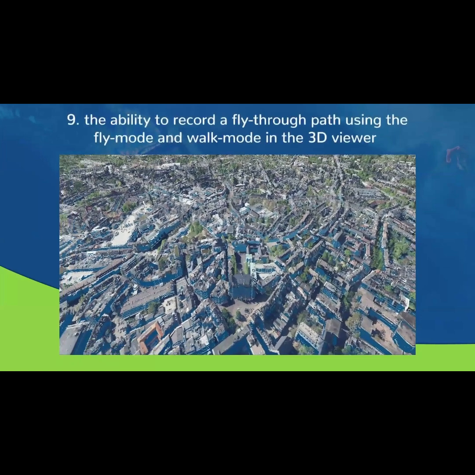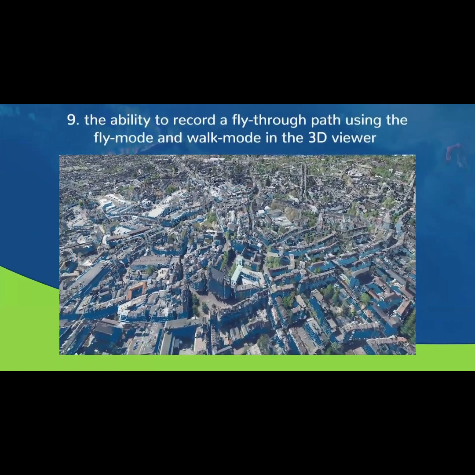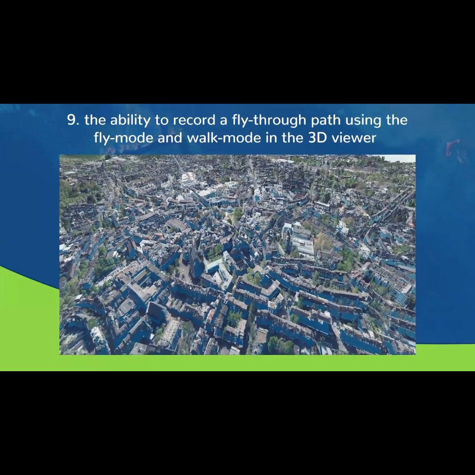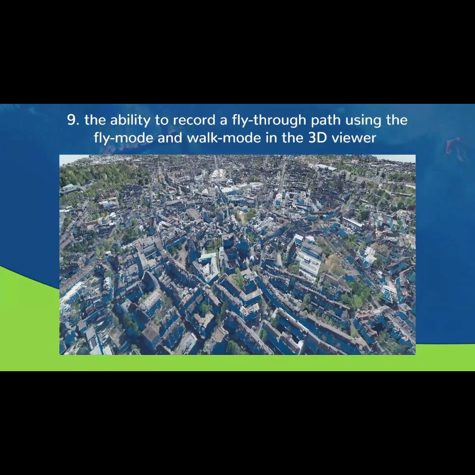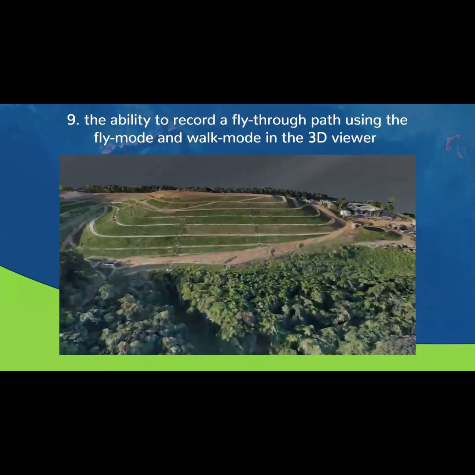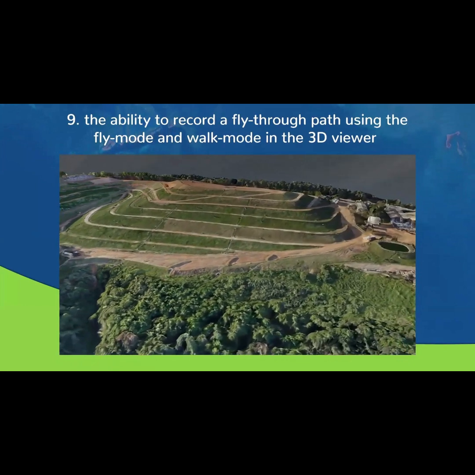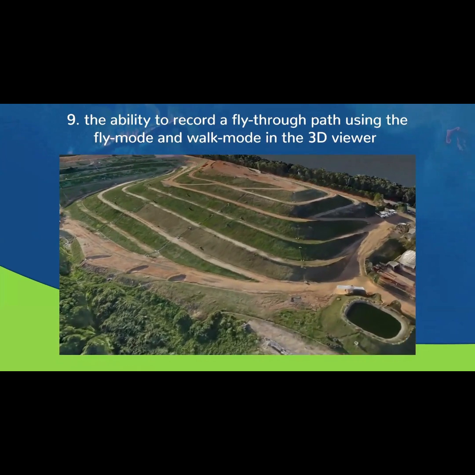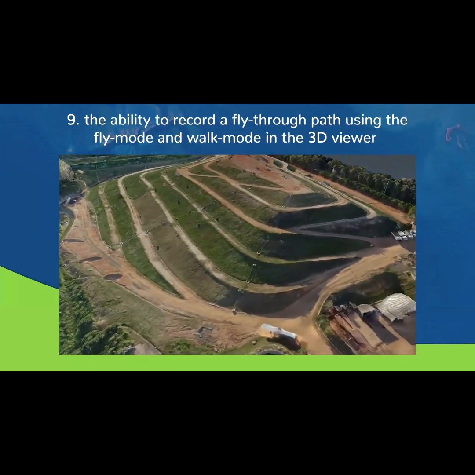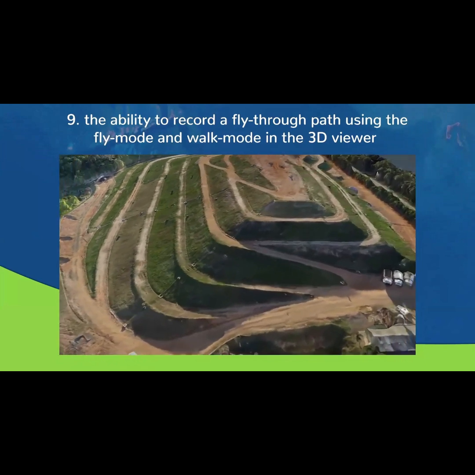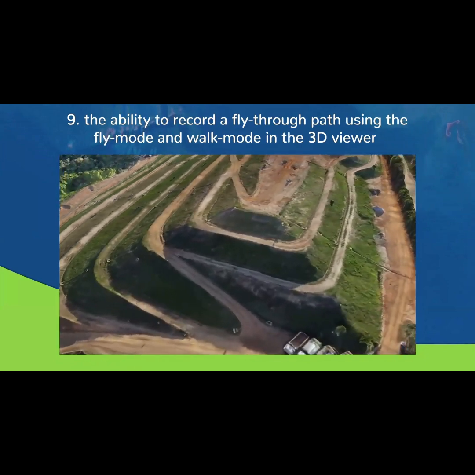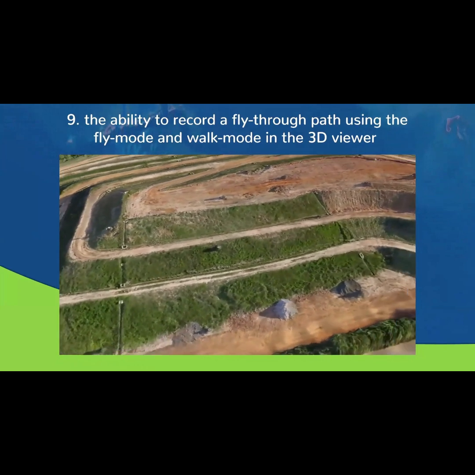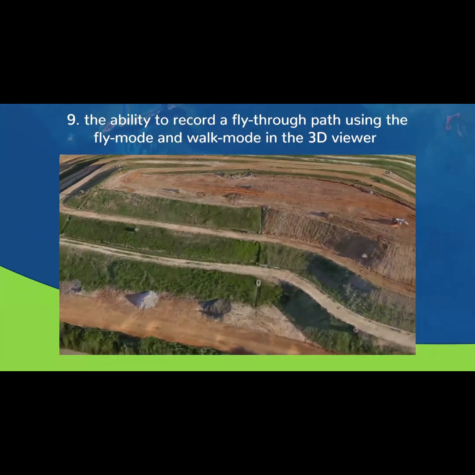Number 9. The ability to record a fly-through path using the fly mode and walk mode in the 3D viewer. Global Mapper is not only able to record fly-through videos, but it also allows users to draw a fly-through path by recording their movements in fly mode and walk mode in the 3D viewer. Since the fly-through feature in Global Mapper is an easy way to create videos of 3D data and terrain, it's commonly used for real estate and property management, planning drone or UAV flight paths, or simply creating a compelling presentation of your GIS data to stakeholders.